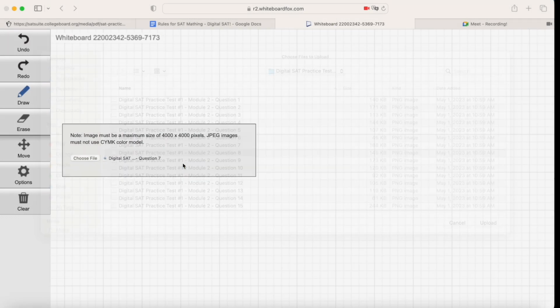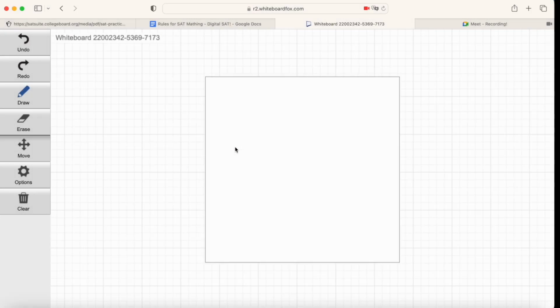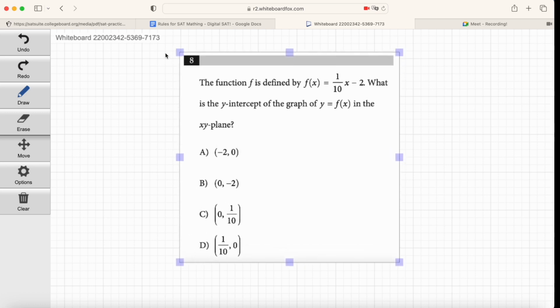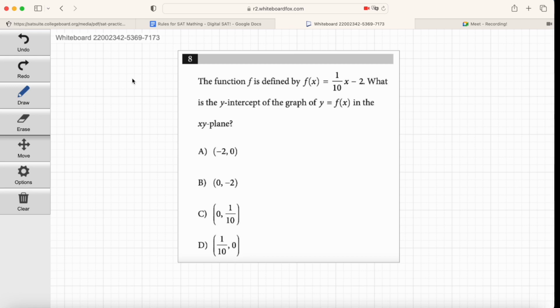Most questions I've seen like that on the SAT they'll give you multiple answer choices. That's funny, that's a write-in one where you've got to figure that out. All right, go ahead and read question number 8 for us, please. The function f is defined by f of x equals 1 over 10x minus 2. What is the y-intercept of the graph of y equals f of x in the xy-plane?